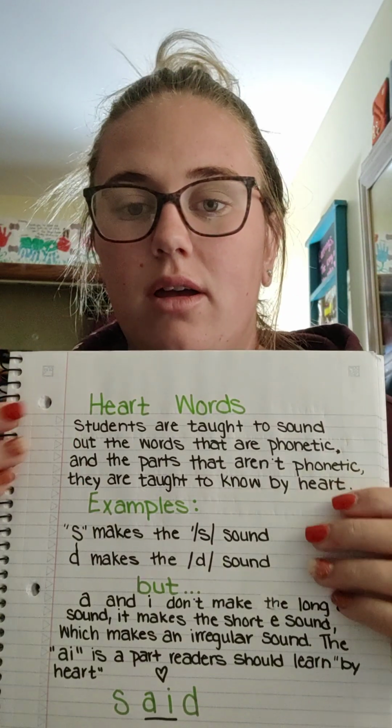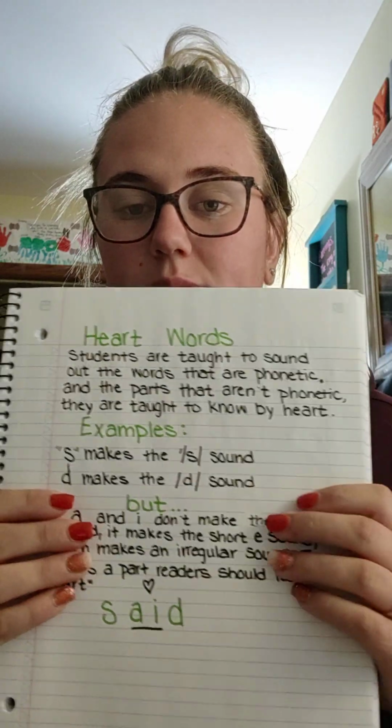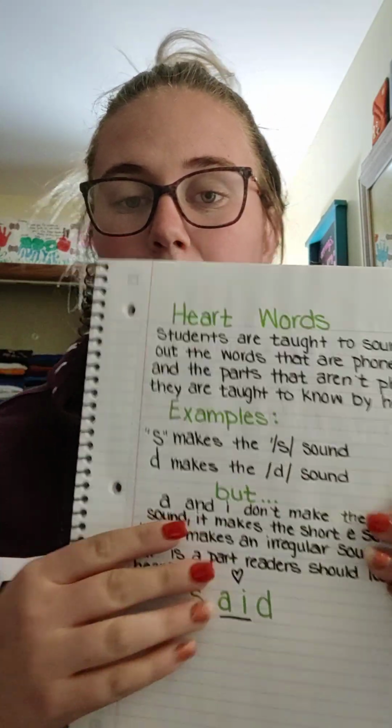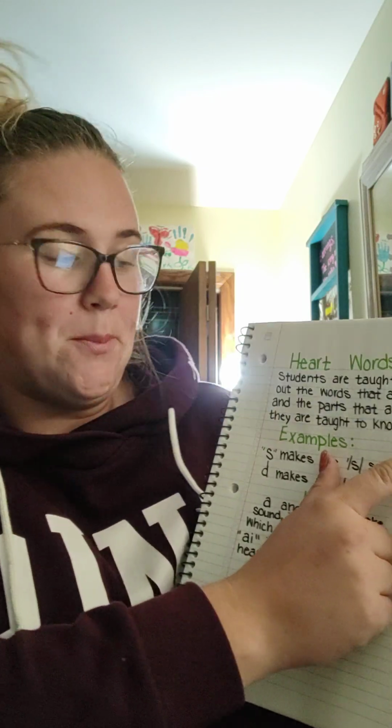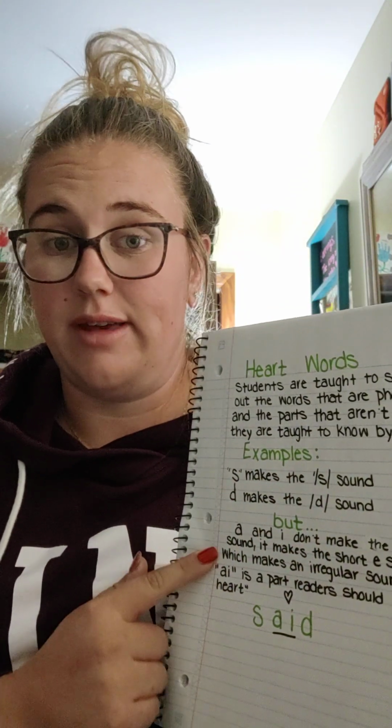So I would begin my little lesson by giving them this document sheet. This would be shown above through the smartboard. It says, heart words. Students are taught to sound out the words that are phonetic, and the parts that aren't phonetic, they are taught to know by heart. So then we would go through an example together.